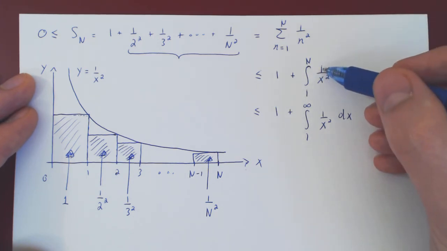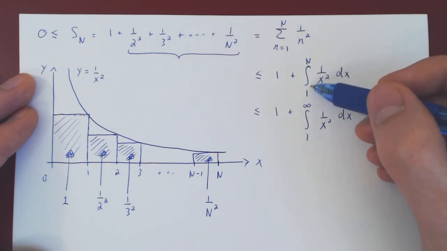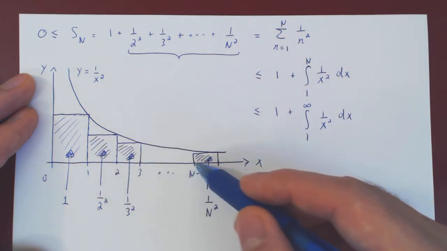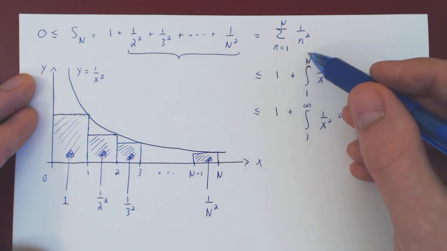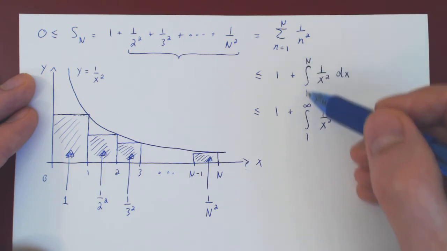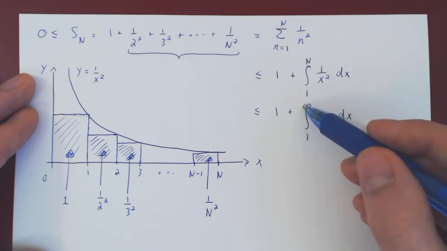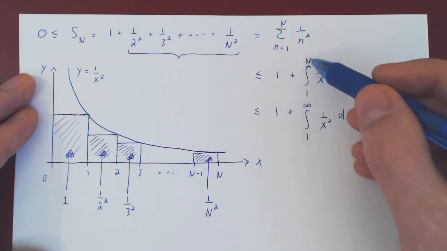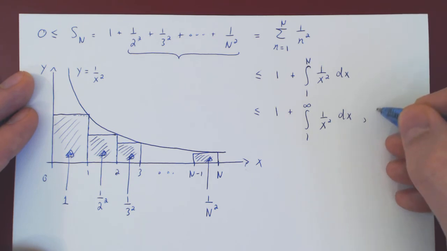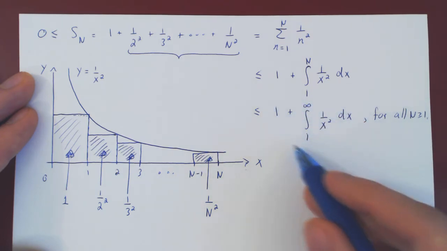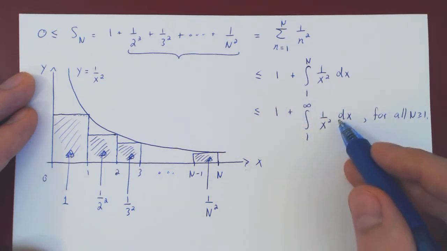If you think about it, when you integrate 1 over x squared from 1 to n, you get the area below 1 over x squared from 1 to n. But as n is finite, no matter how big n is, it's always less than infinity. So here we're adding even more area, and this is true for any given n. We now have an upper bound. Hopefully, this will be finite.